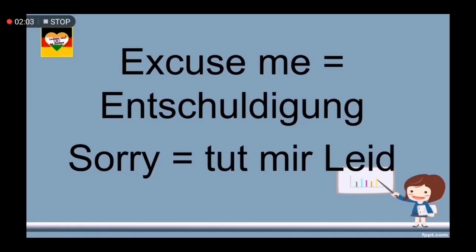Another thing I want to mention here is Entschuldigung is the combination of three words. Ent means anti, Schuld means guilty, and Digung is something to make a noun. So this is the process of removing guilt. And tut mir leid is tut mir leid.